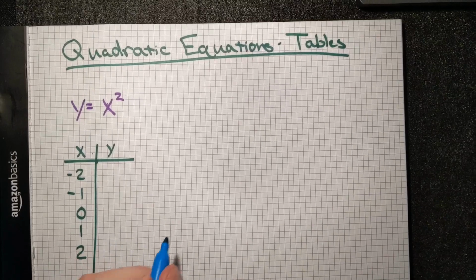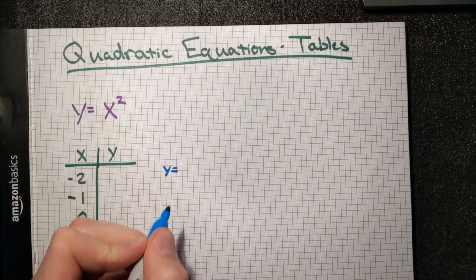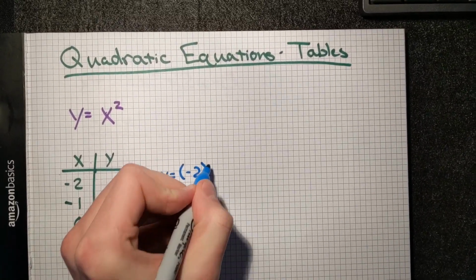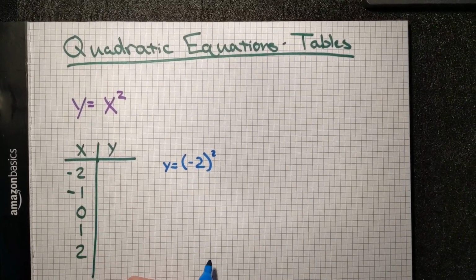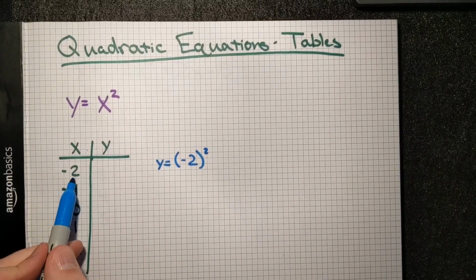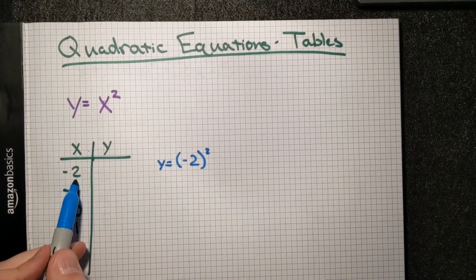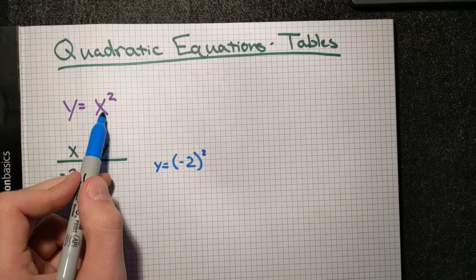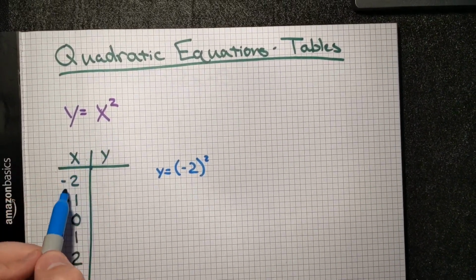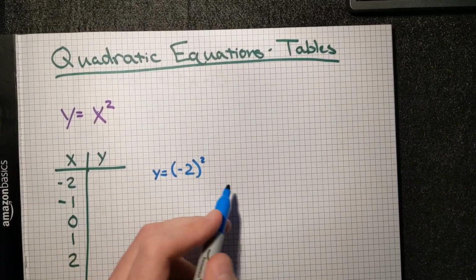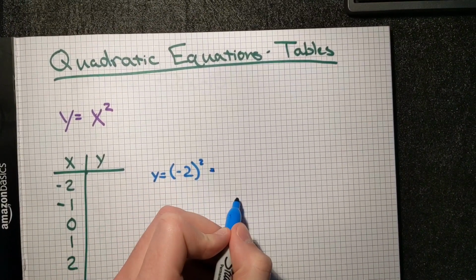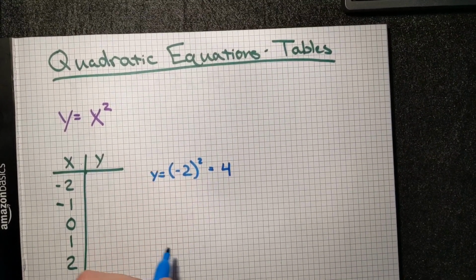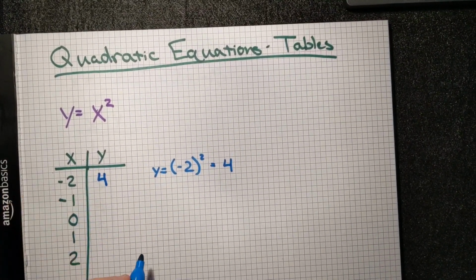So we have our x values. That means that we're just going to start with the first x value, which is -2. y equals -2 squared. Remember, when we are solving for a table, we take the numbers from the table and substitute them into the x. So if x is -2, we have this. And that is, of course, equal to -2 times -2 is +4. So put a 4 there.